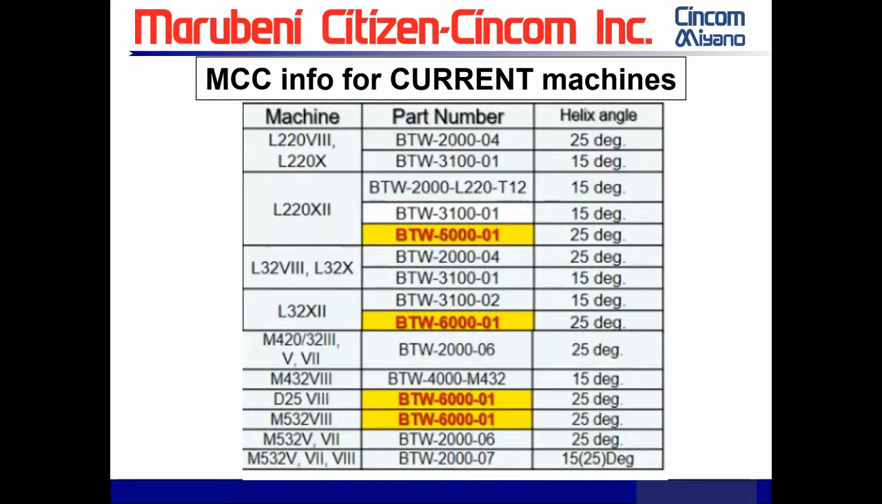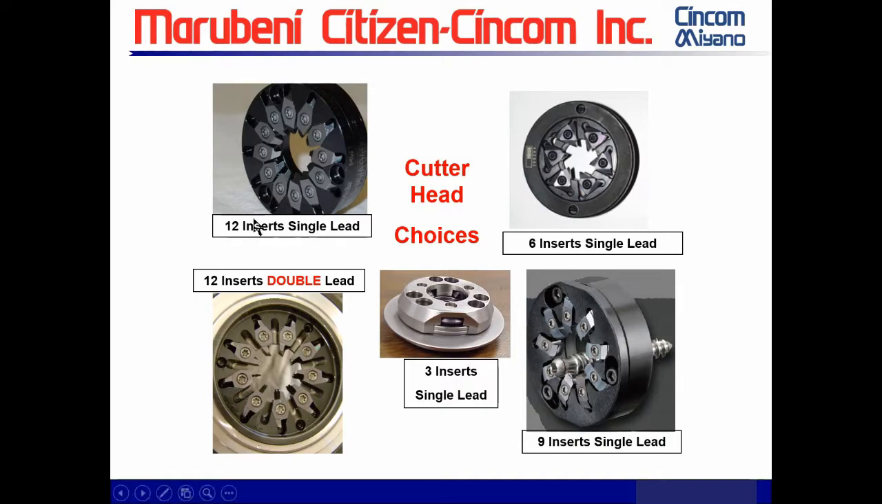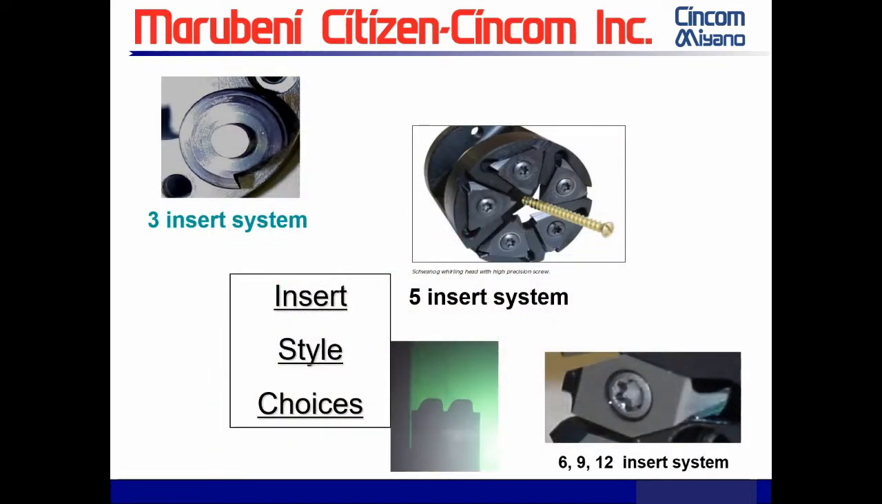Now we do have a chart available showing the current machines that we offer and the different units for it and different helix angles capable for each part number. There's another one down further along in here. The cutter head choices, there's different ones. We have all the way up to 12 inserts, shown in this picture with a single lead, 6 inserts with a single lead. The lower left is a 12 insert, but a double lead. If you look close, you can see there's actually 2 teeth on 1 insert down there. And the middle here was the original style, which are the circular form tools, and it was 3 cutter inserts in there. Lower right is 9 inserts, single lead cutting. There's different manufacturers for these that offer different configurations of it for you.